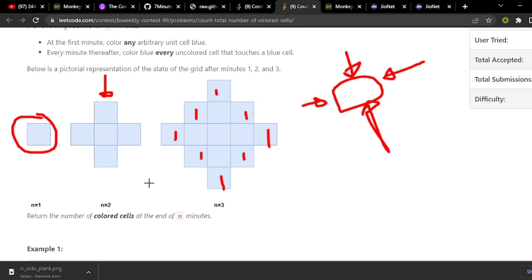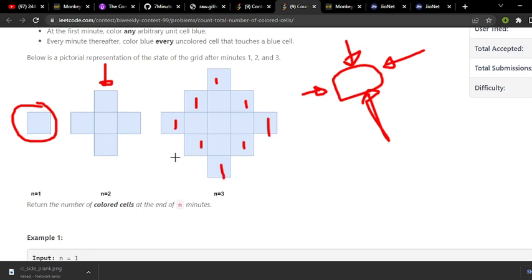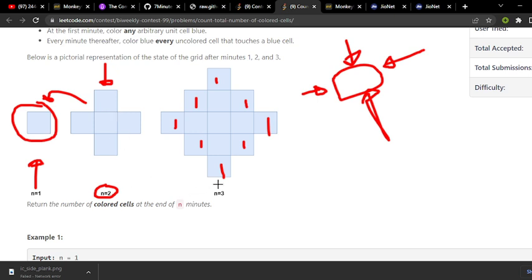Okay, so what we have to observe in this question is that for n equal to 1, a single square will be there, and for n equal to 2, the number of squares is increased by 4, plus the previous number of squares, because the previous count will be in our hand. And again for n equal to 3, we can check that the number of squares increases by 4 into 2, which is 8, plus the previous one.